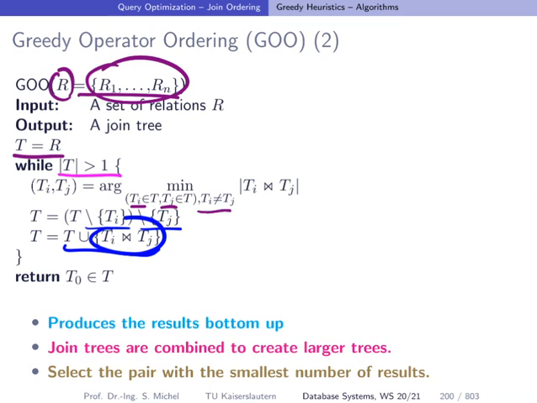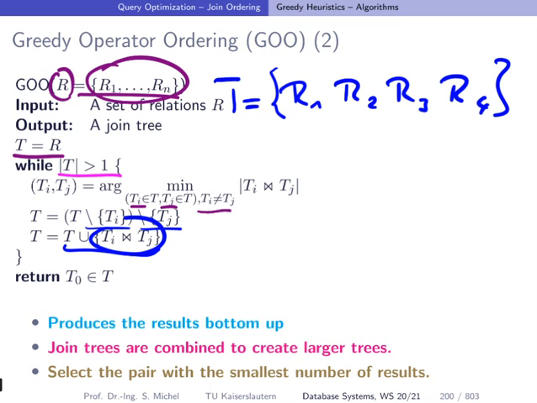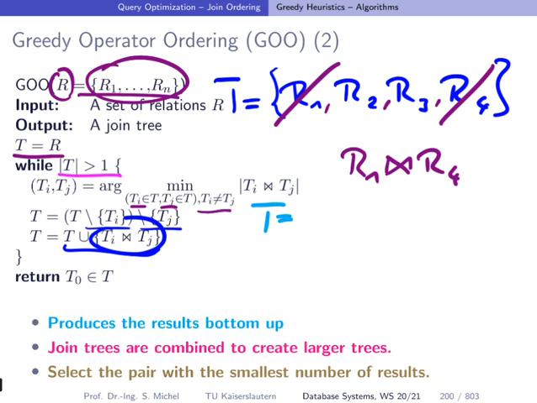Okay, let's have a look at an example. So we have, let's say, R1, R2, R3, and R4 as our input. And now this is our set, and t would be initialized with this set. And now let's assume we find out by looking at these individual relations that the cheapest one in terms of the cardinality, so the smallest cardinality, is the pair R1 and R4. So now we will remove R1 and R4 from our set t, and then update t to be R2, R3, and R1 join R4.